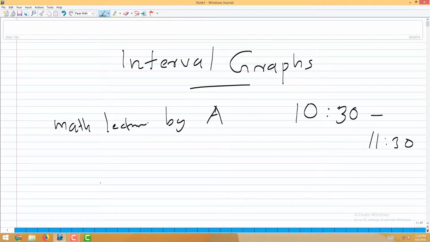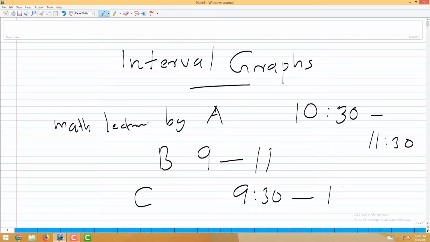Because he will come at that time, give his lecture and go. Another person B will give a lecture from 9 to 11, a 2-hour lecture, and another person C will talk from 9:30 to 10:45 or something like that. So your duty, maybe you are a program organizer, is to schedule all these lectures. You have to find a room for each of them, right?